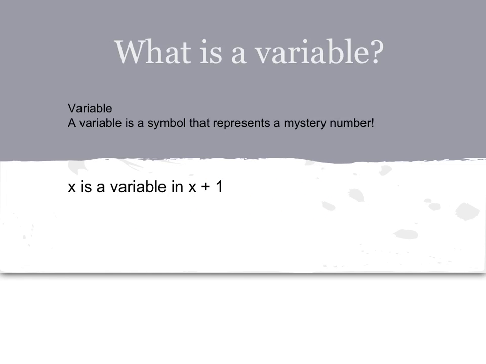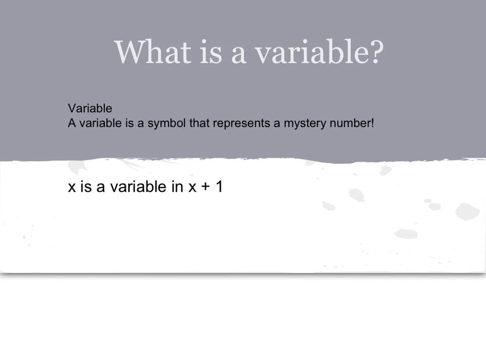What is a variable? A variable is a symbol that represents a mystery number. To vary means to change. So a variable is a representation of a number that can change. For example, x is a variable in the expression x plus 1. X could equal the number 3. X could equal the number 2. X could equal the number 5. We don't know what x equals, but it means that any number x plus 1 is an expression.